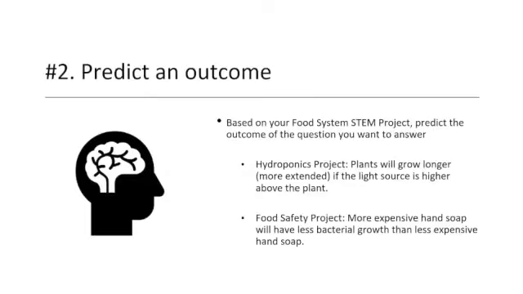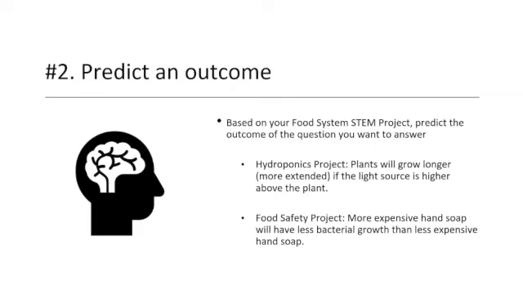So the second step is to predict an outcome. So based upon your Food System STEM project, predict the outcome to the question. Basically, attempt to answer this question. And so the hydroponics project, plants will grow longer or be more extended if the light source is higher above the plant. Why do you think that? We'll go through that later, but basically, if plants are further away from a light source, based upon some of our own experiences, even in our houses, you'll see plants trying to stretch and bend towards the light. So that's why we came up with that prediction.